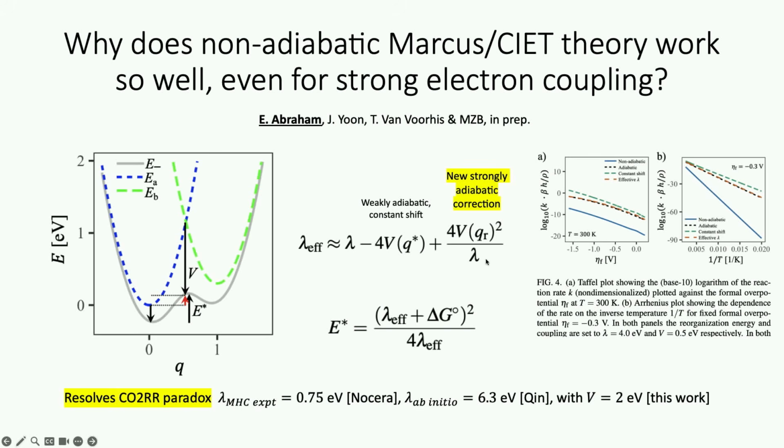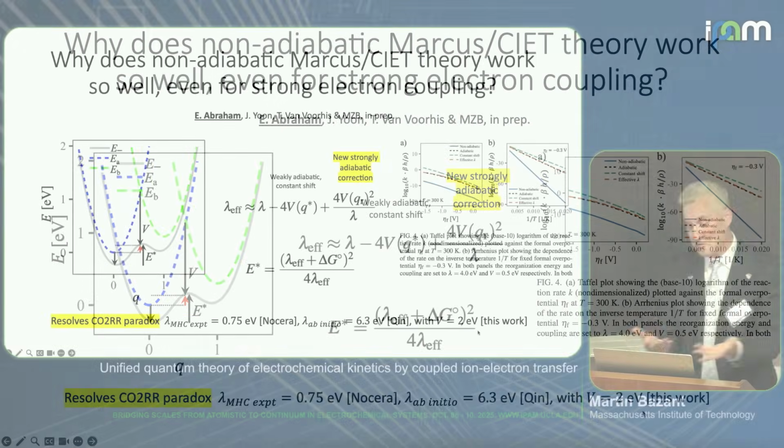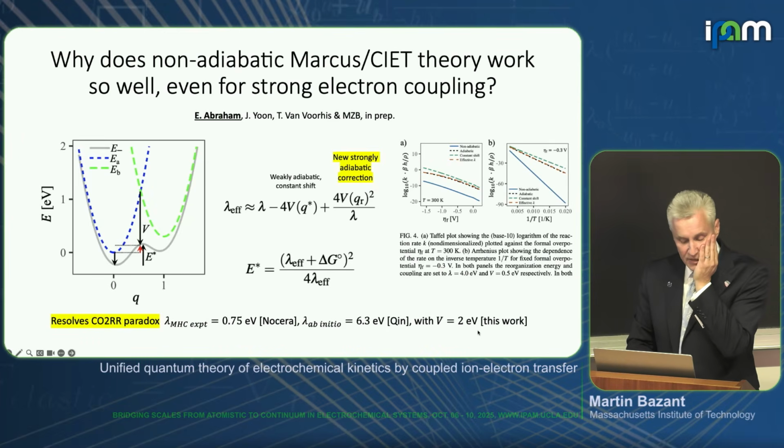If you redefine lambda this way, it's still like two parabolas intersecting, but they're different parabolas. For CO2 reduction, the experiments say lambda is 0.75, from Dan Nocera at Harvard. But ab initio calculations have said it's super high, like 6.3, actually. So it seemed like it can't possibly be right that you can apply Marcus theory. But the point is you have to use this correction. The coupling is very strong, actually. And it turns out that it might be quantitatively consistent.